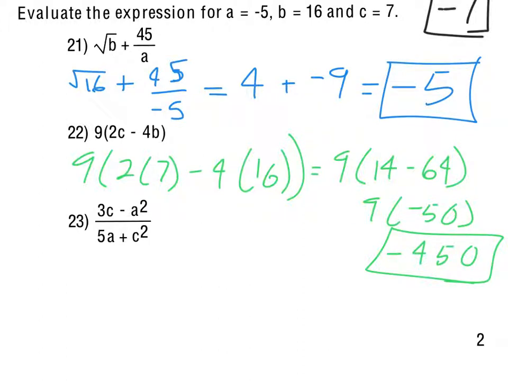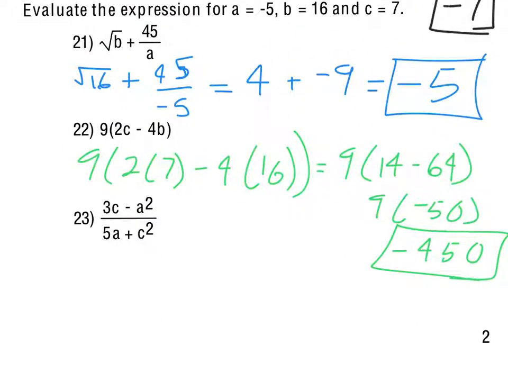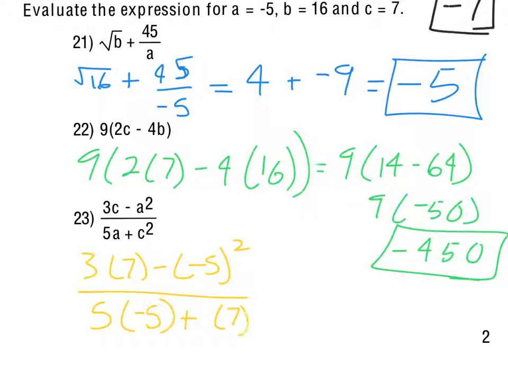And then 23, of course, we have to have a fraction there. I can't see A, B, and C anymore if I do that. All right, so we have 3 times C, which is 7, minus A, which is negative 5, which is getting squared, over 5 times A, which is negative 5, plus C, which is 7, which is getting squared.